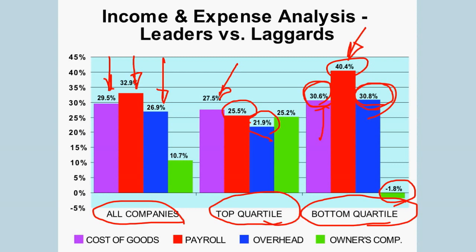And the result is, when you add these percentages up, it leaves 25.2%. That is the average profitability for the top 25% of companies in this industry. Is it 23, 24, 26? It's all in that range. A huge difference in profitability.